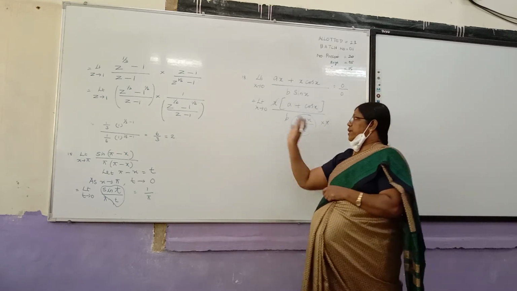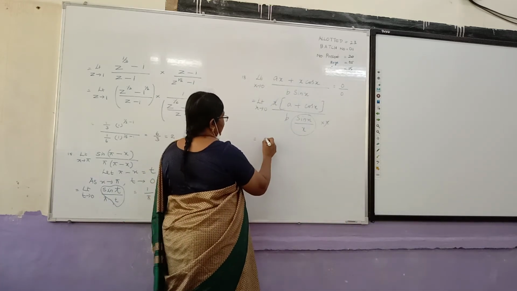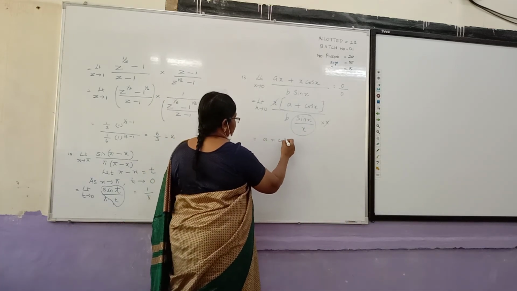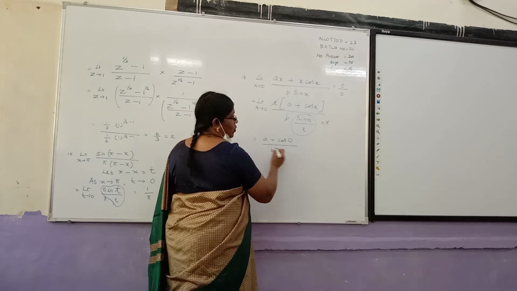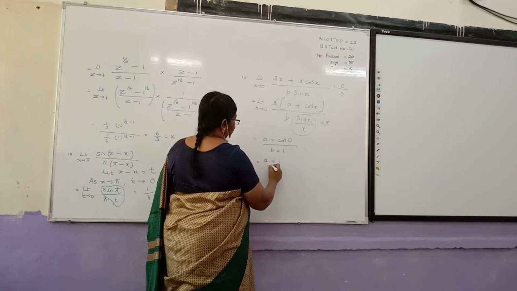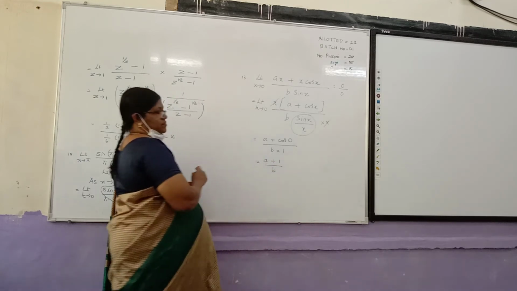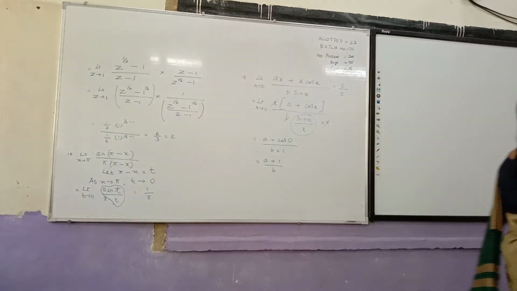Cancel. Now apply the limit. When you apply the limit, I get a plus cos 0 divided by b into 1. Cos 0 is 1, so 1 by b. Before doing this, you should not apply the limit.